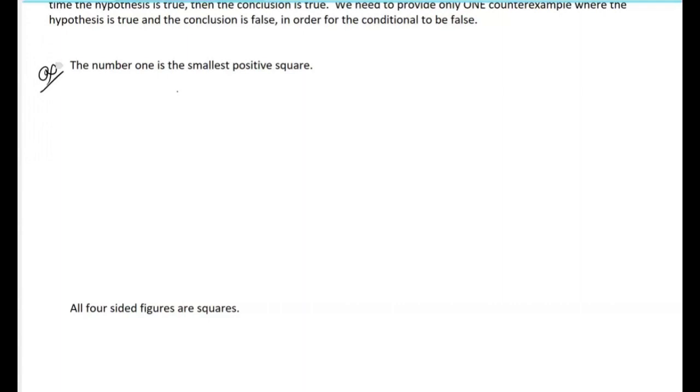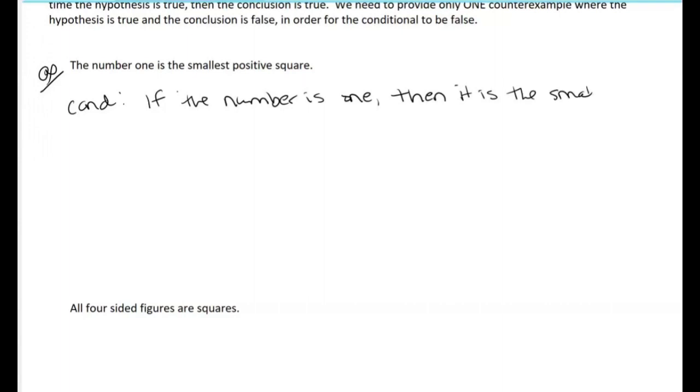Okay, so the statement is the number 1 is the smallest positive square. If we're going to write this as a conditional, we need the if-then format. So if the number is 1, then it is the smallest positive square.